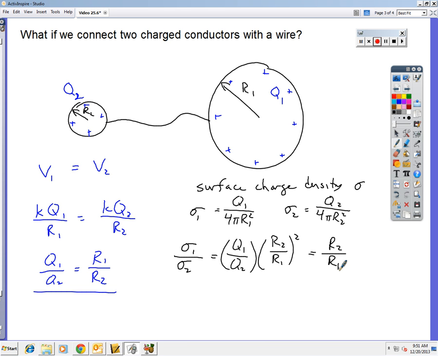And in general, when you have an irregularly shaped conductor, if you have sharp points, they're going to have a lot of charge that gather on them. And that's, we'll see in the next slide, how lightning rods work, and why they prevent your house from getting struck by lightning. But you do need to know that when you connect two conductors, the charge density on the smaller one is larger.